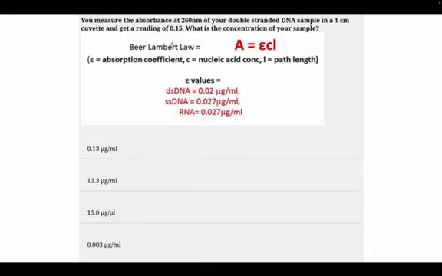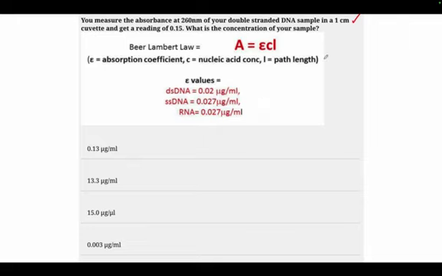This is a question relating to absorbance, more specifically to the Beer-Lambert law, which we use to relate absorbance and concentration. You measure the absorbance at 260 nanometers of your dsDNA sample and get a reading of 0.15. What is the concentration of your sample? 1 centimeter is the standard cuvette length. So because this is the standard cuvette length, we will take these values of epsilon, the absorption coefficient, as they are.